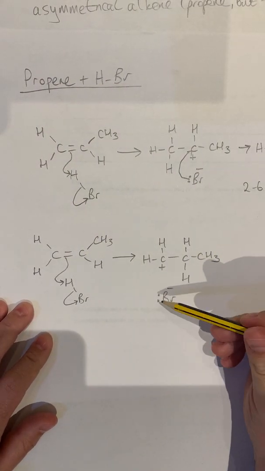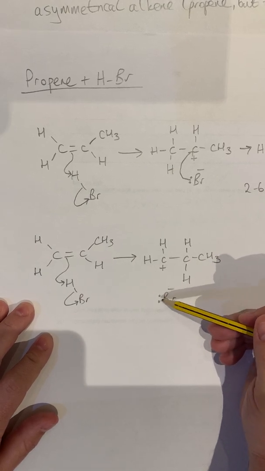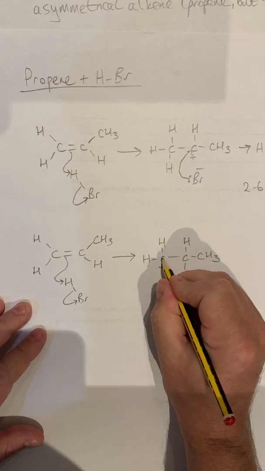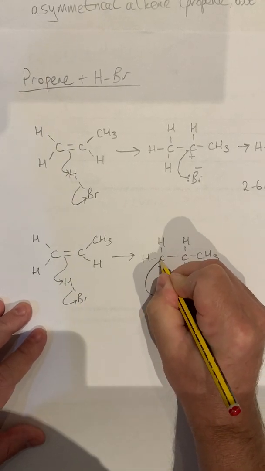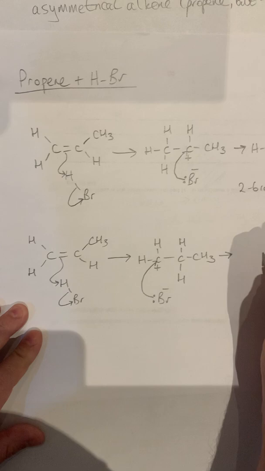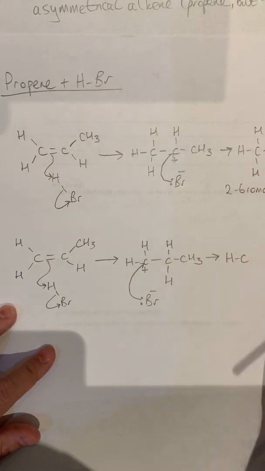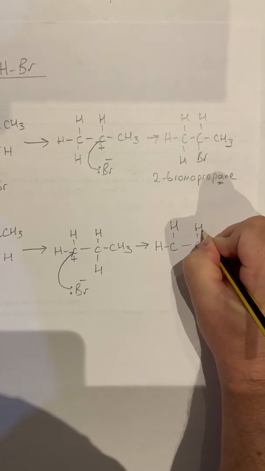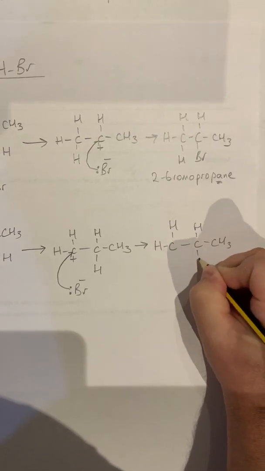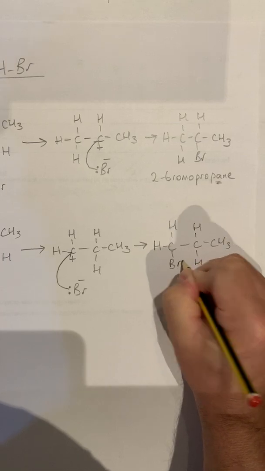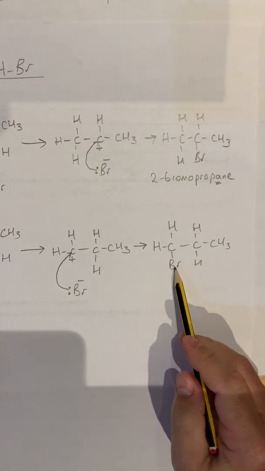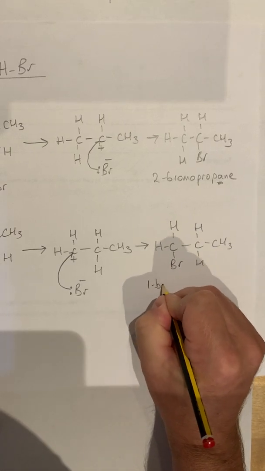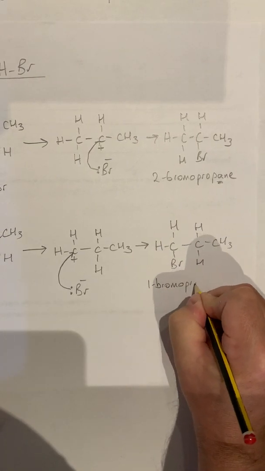Also, don't forget, a number of you have been forgetting to put the lone pair of electrons on this Br minus at the end here. And make sure it's attacking the carbon, not the plus. So this time I get, as you can see, so this time the bromine is on the first carbon in the 3-carbon chain. So that's 1-bromopropane.